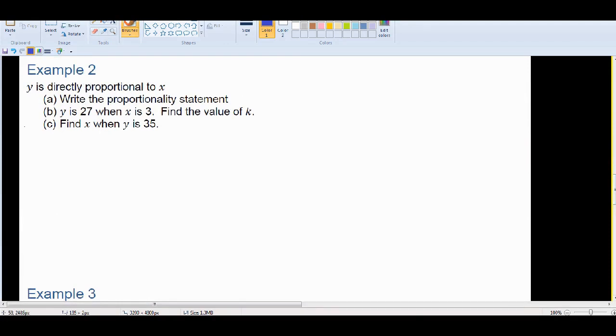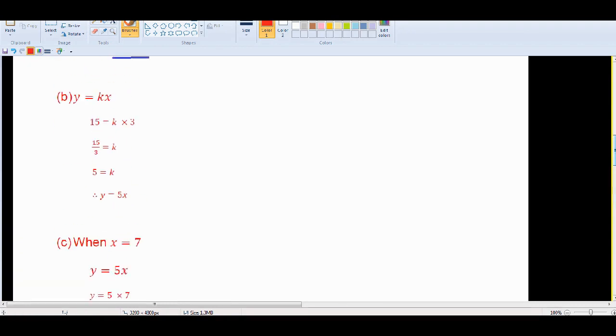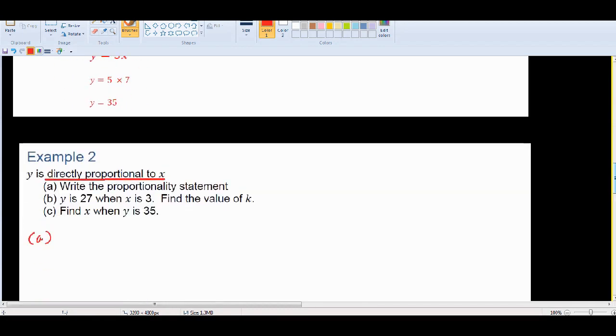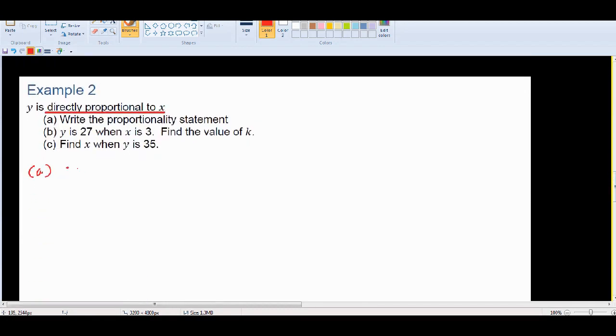Example 2 is similar to the previous example. Y is directly proportional to x, so that's a given. Write the proportionality statement. Okay? Proportionality statement means you need to write something like y equals kx. But you need to state the reason why. How could you do so? Because y is in direct proportion to x. As a result, we will have y equals kx. Okay, so that's it. Now, we move on to part B.